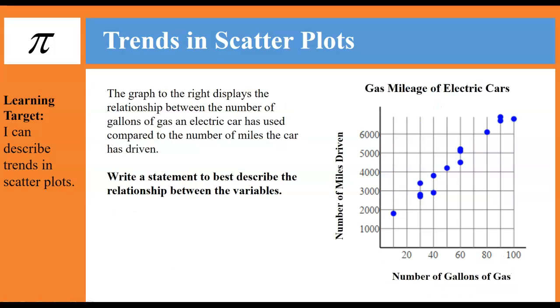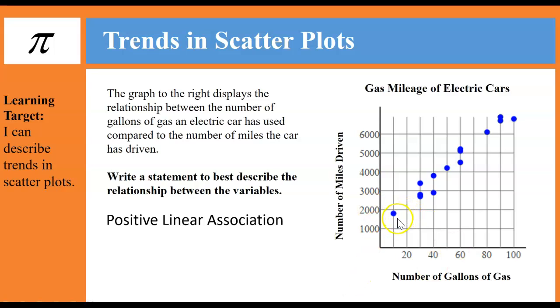Okay, then let's look at our final example. Here, again, just looking at this graph, I realize we're going to have a positive linear association. As one value increases, so does the other one. It looks like the gas mileage of electric cars, and this is talking about the number of gallons of gas that it uses, or maybe this should be a hybrid car, I don't know, and the number of miles driven.